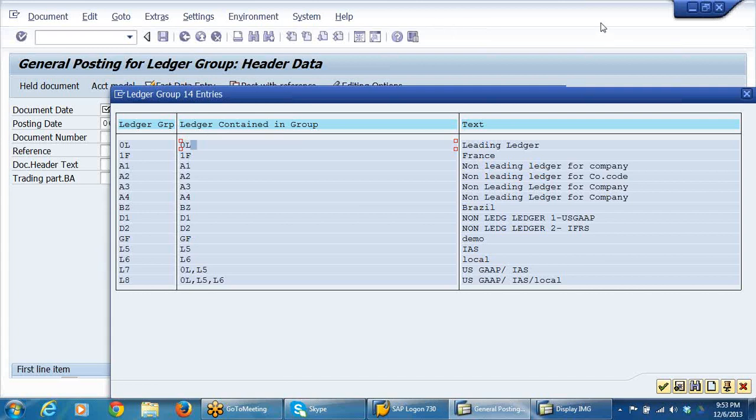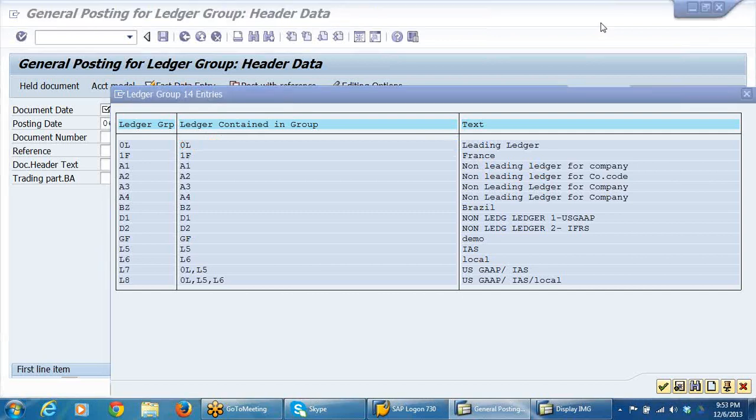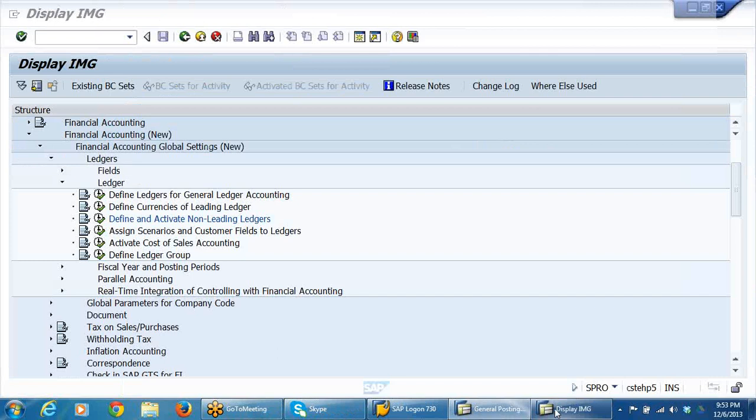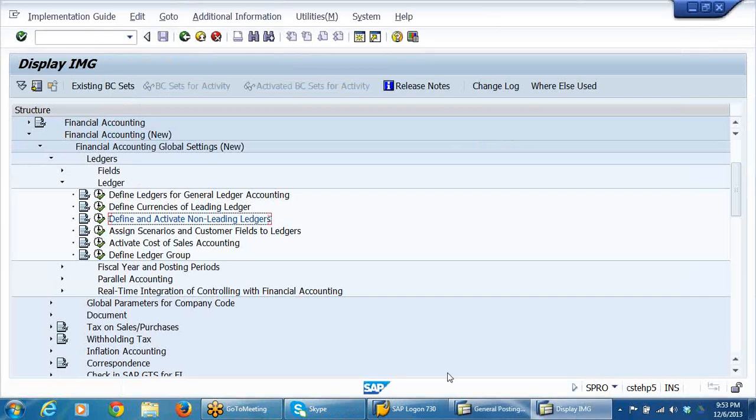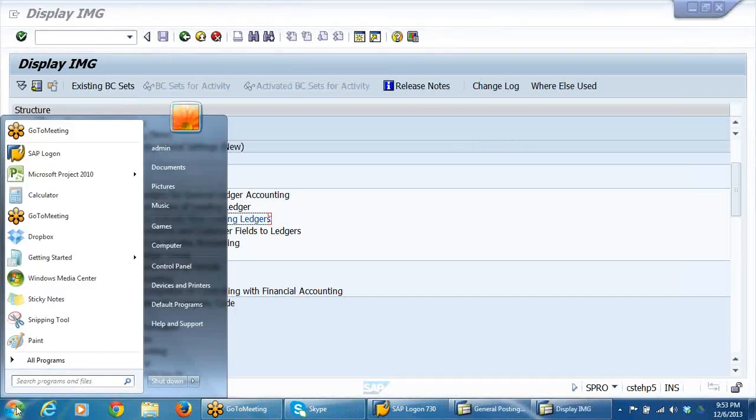Next we have one more thing, document splitting. What is meant by document splitting? Document splitting is nothing but splitting of a document as per the requirements of the company. I'll show you what is meant by document splitting.